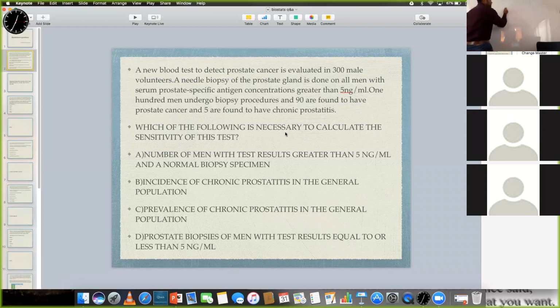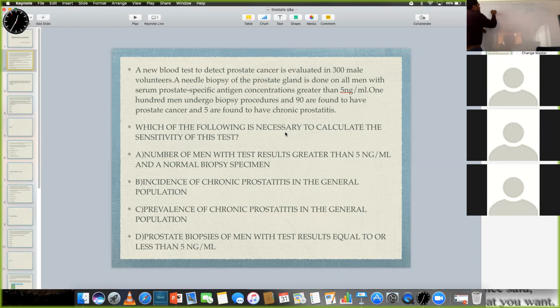So what is it giving us? It's saying that there are 300 male volunteers. Altogether, we have 300 guys. See it on the board. And it's saying a needle biopsy of the prostate gland is done in all men with serum prostate antigen concentration greater than 5 nanogram. So why do we have to do this PSA test?